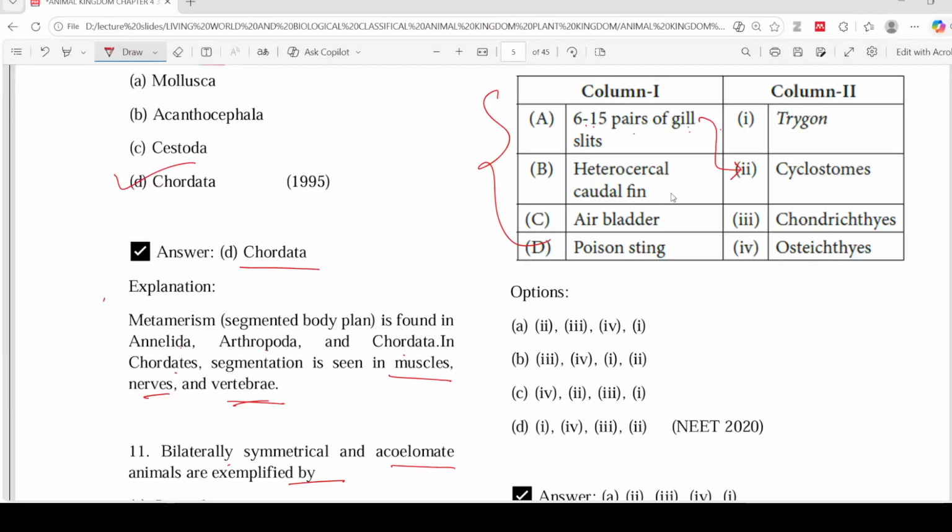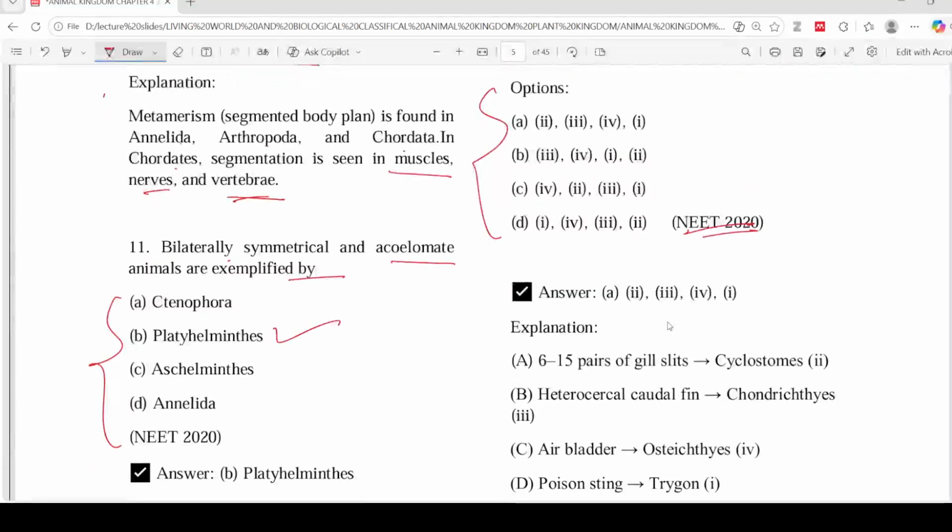Heterocercal caudal fins are present in chondrichthyes, and air bladder is present in osteichthyes, and poisonous sting is present in Trygon. So this is the correct matching, and it came in NEET 2020. So the correct answer is option A.